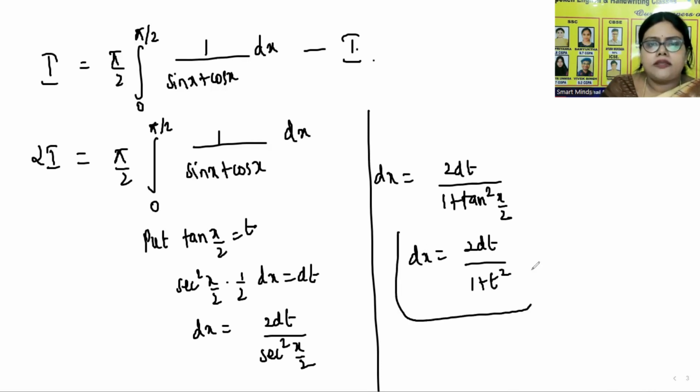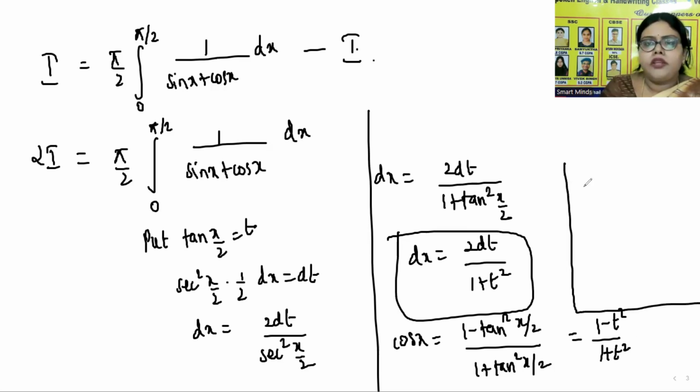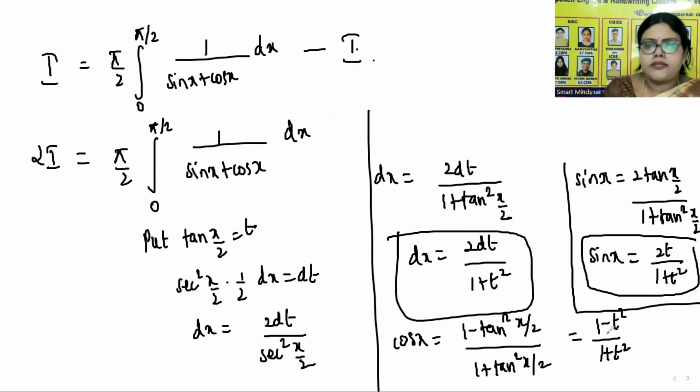This is dx. Now the same way, what is the cos x formula in terms of tan x by 2? 1 minus tan square x by 2 by 1 plus tan square x by 2. So that is 1 minus t square by 1 plus t square. Now we have a formula for sin x also. 2 tan x by 2 by 1 plus tan square x by 2. So we got sin x value as 2t by 1 plus t square. This is sin x and this is cos x.